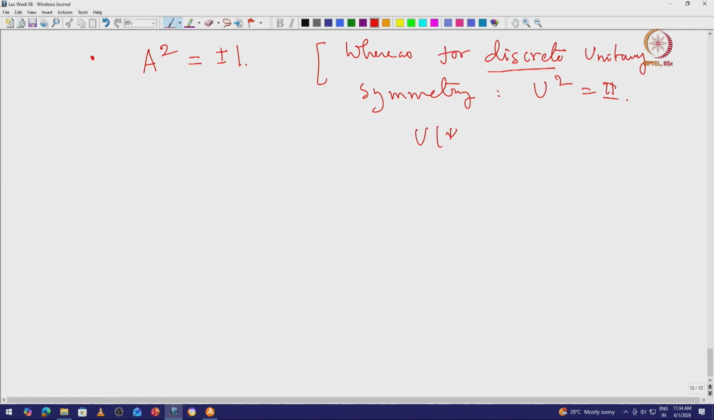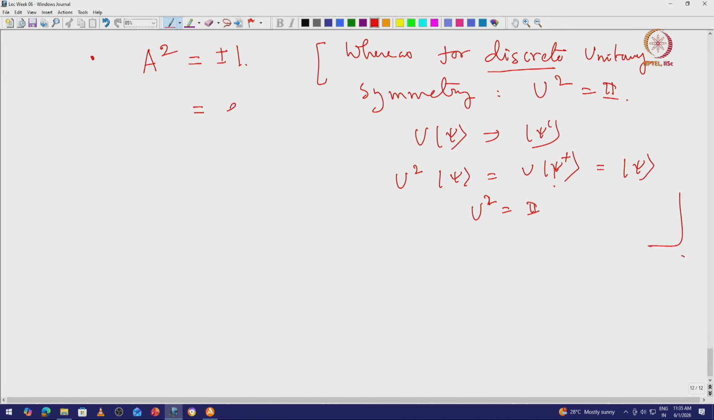Because I apply it and I get psi prime. Let us take the example of inversion. I inverted all the positions, x to minus x, y to minus y, and z to minus z. If I apply it twice, all the positions are inverted, and then if I apply it again, I invert it back. So I am supposed to get back the original. That gives us u square equal to identity.